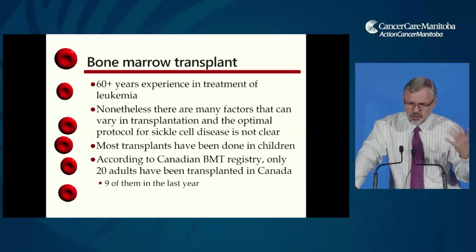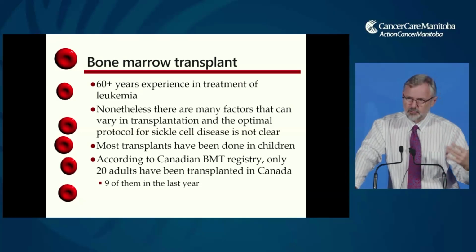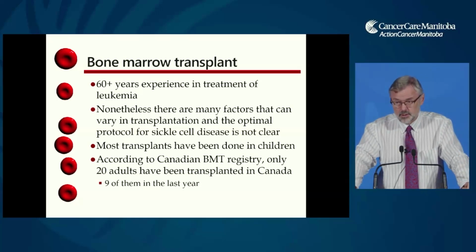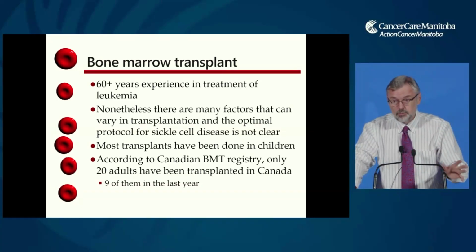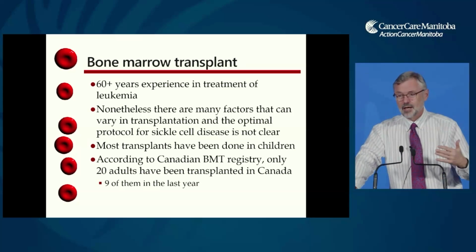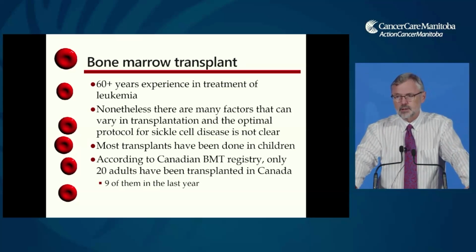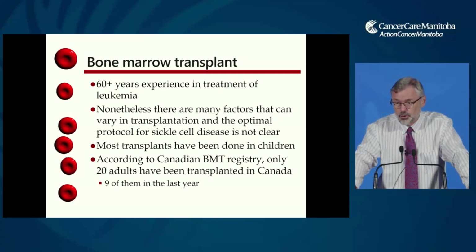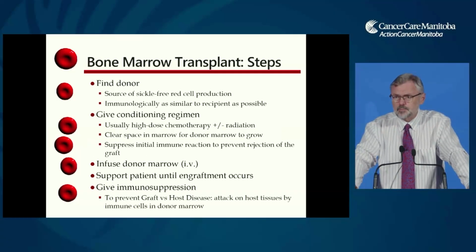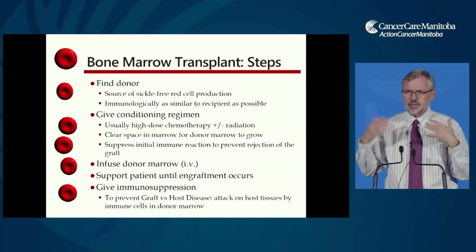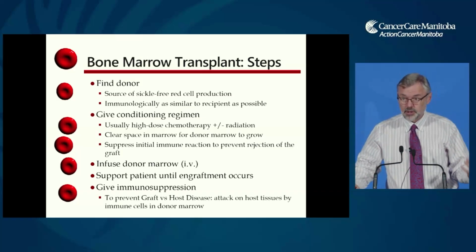And indeed, I asked my colleague Chris Paulson to look at the Canadian Bone Marrow Transplant Registry, and up until 2024 in Canada, only 20 adults had had bone marrow transplants, although 9 of those were done in 2024. So this is a growing interest in implementation, and 6 of them were done with haploidentical donors, which we'll talk about in a minute. So in order to do bone marrow transplant, there's a bunch of steps you have to go through. First thing is you got to find a donor.